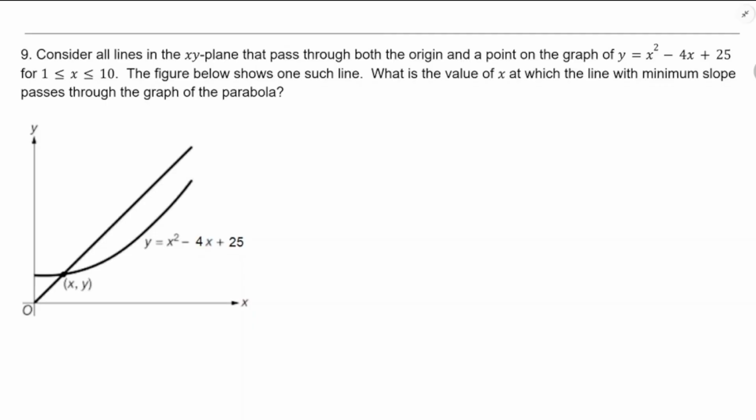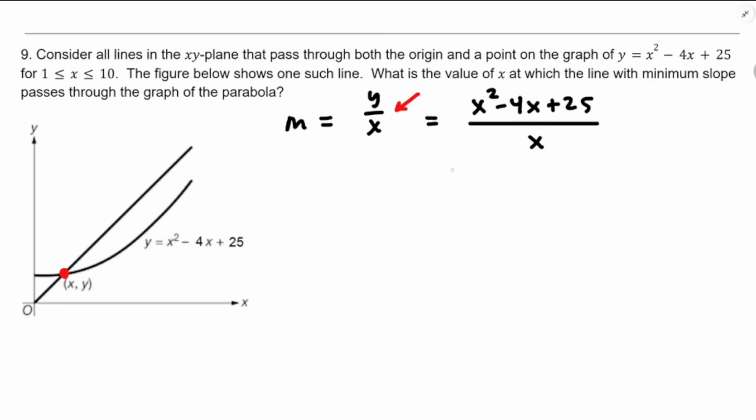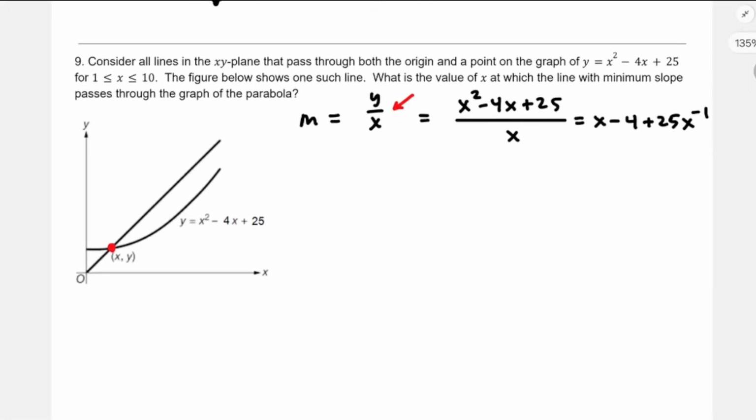The slope is what we're trying to take the minimum of, so maybe I'll call it m, and that's going to be y divided by x for that point (x, y). We've got a formula for y, so I'll plug that in: x squared minus 4x plus 25, all divided by x. It's worth doing some algebra here. That would be x minus 4 plus 25x to the negative 1.